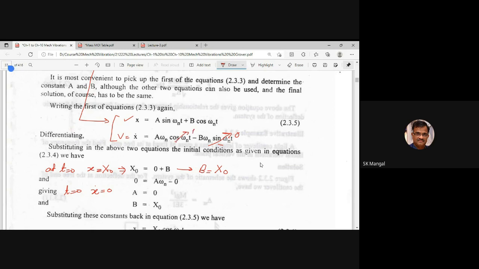So you are getting a is equal to 0 here. The solution of this equation is now given by, you can put the value of a is equal to 0. It becomes b is equal to basically x naught. So you are getting a solution of this problem for the above mentioned initial condition, which is given by x is equal to x naught cos omega n t.